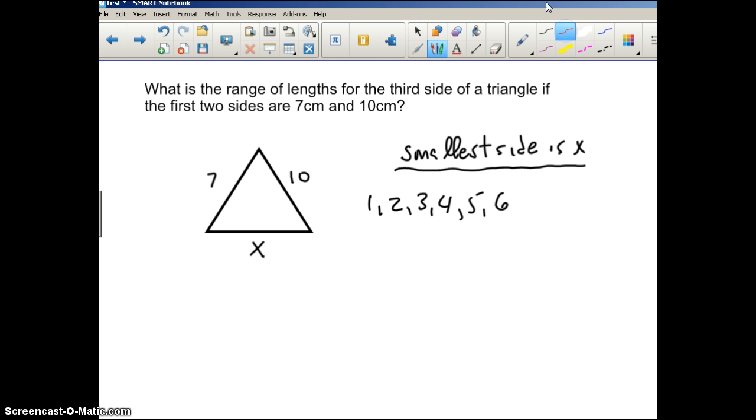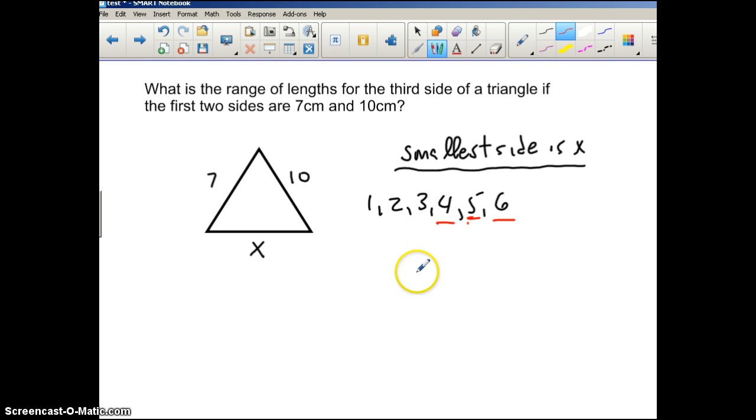So let's take a look at these answers. Is it possible for the third side to be 6? Well, if you took the sides 6 and 7 and added them together, would they be bigger than 10? And the answer is yes. So 6 is a possibility for the third side. What about 5? Well, you take 5 and 7 and add them together. They're also bigger than 10. You take 4 and 7, you add them together and you get 11.